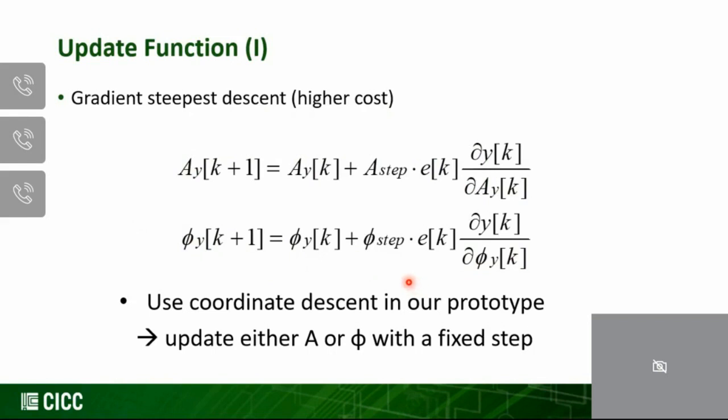However, as we can see here, the computation will be a little bit high, because not only do we need to do these multiplications, but we also need to find the derivative functions. So it turns out that in this prototype we actually use coordinate descent instead, just to reduce the computation complexity. In other words, we would only update the amplitude and the phase with a fixed step size, instead of having this variable step size that is dependent on the gradient and the error.